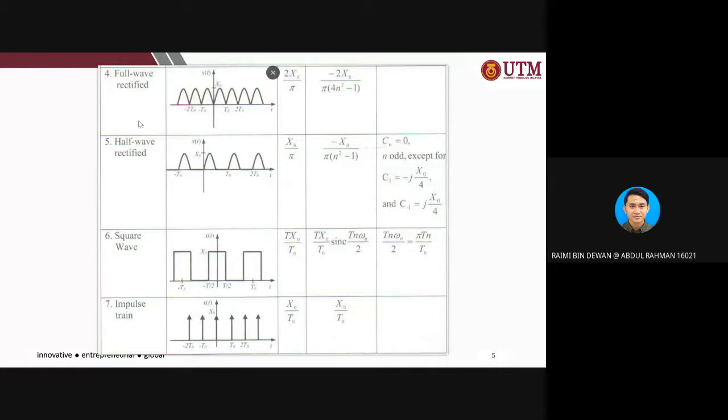So you have more tables. This one is full wave rectified. I think you learned this in your electronics, how we actually obtain this rectified signal. I think you can go through your previous electronic devices, if I'm not mistaken. So you have full wave rectified, and you can see it's 2 x naught over pi. So it's always different. You need to see which kind of graph they give you, and try to derive the Fourier series equation. Square wave, impulse train.